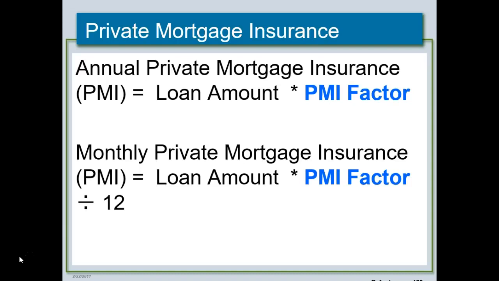Now, calculating PMI. I didn't say MIP, calculating PMI. You're going to take the loan amount times the PMI factor, they'll always give it to you, and just press equal. And that's going to tell you the annual PMI. The loan amount times whatever the PMI factor is, they'll have to give that to you, and that will tell you the annual. If you want to know what the monthly is, divide it by 12. If you want to know how much PMI they're going to pay in 2 years, multiply it by 2. But you have to start with the base formula.